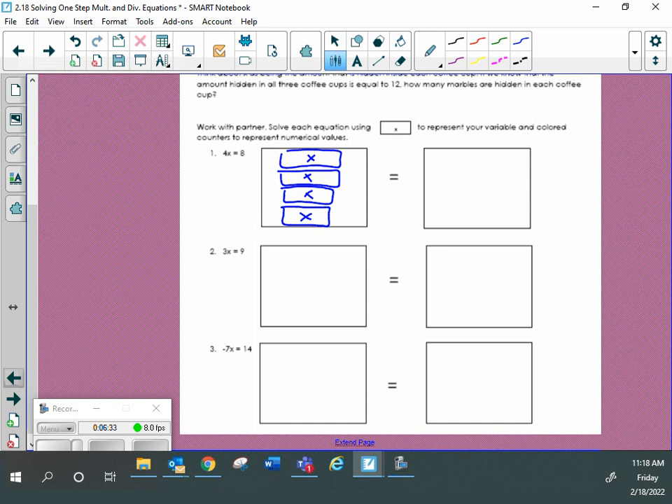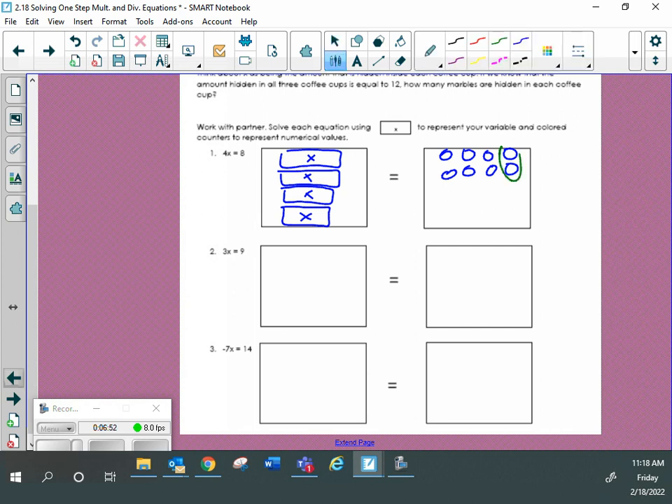Okay, how many raisins do I need to draw over here? 8. 1, 2, 3, 4, 5, 6, 7, 8. Okay, I'm going to split them into 4 groups. So each group is going to have.